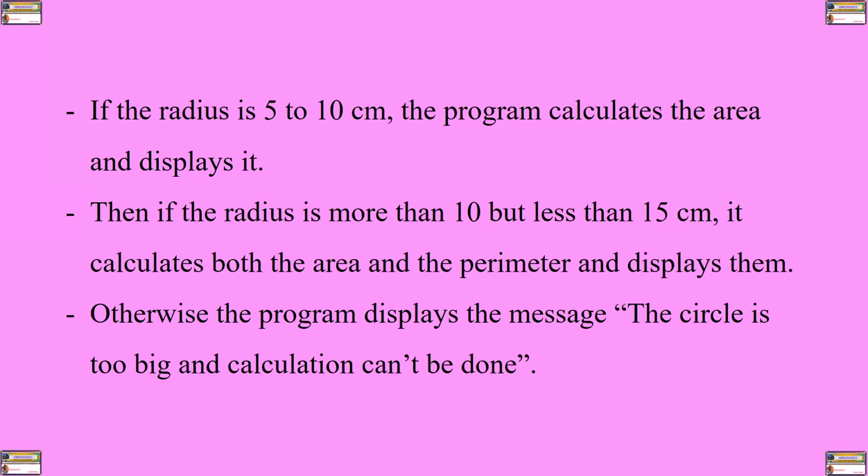So you can see there are several actions. One action will be done if the value entered is less than 5. Another action will be done if the value entered is between 5 and 10. Then another action is taken if the value entered is between 10 and 15, and another action is taken if the value entered exceeds 15.